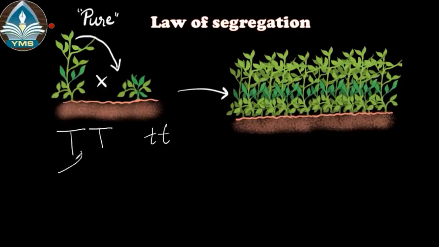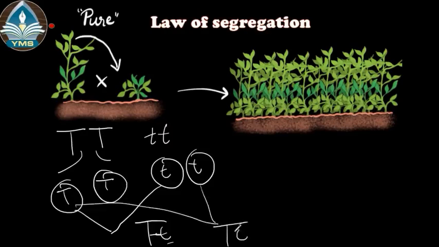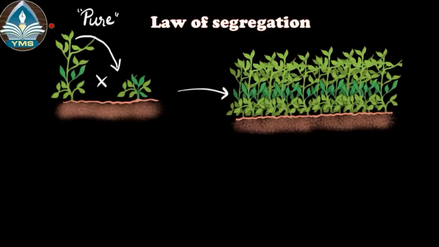Now they will separate to form the gametes. So here you have capital T, capital T, and this is small t, small t. If this joins with this one, you will have capital T, small t. A plant with these two alleles has one dominant, which is the tall, and one recessive, which is the short. But if you have another one like this, capital T with small t, you'll get the same capital T, small t. So this is what Mendel concluded.